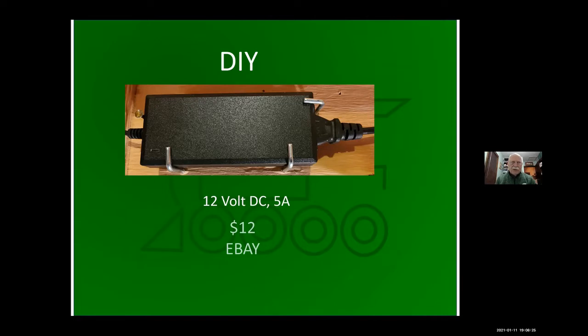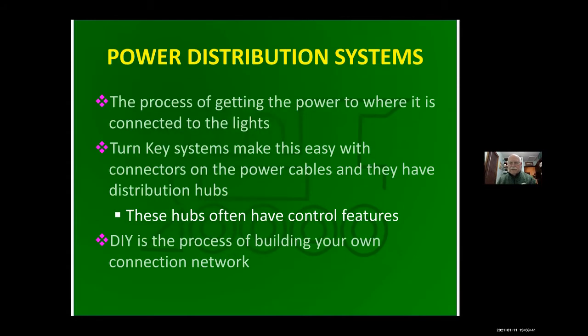Each time you go up an amp or so, it's going to cost you about $1. I bought a 5 amp one on eBay, shipped to my house for $12, and that's installed underneath my railroad. So once you've got the power, you need to get it out to where you're going to use it. And again, the turnkey people make it easier. They have connectors with power cables and distribution hubs. So all the connectors are standard.